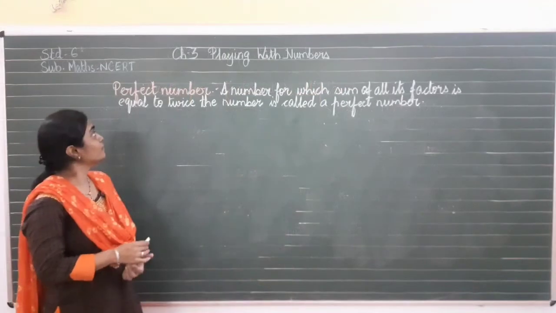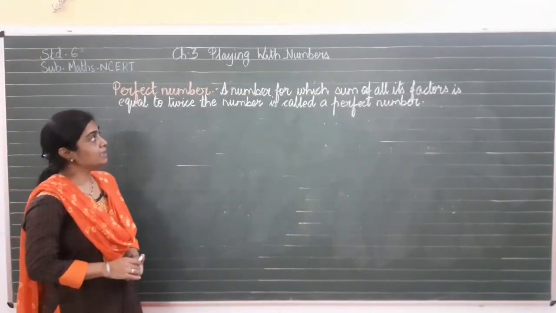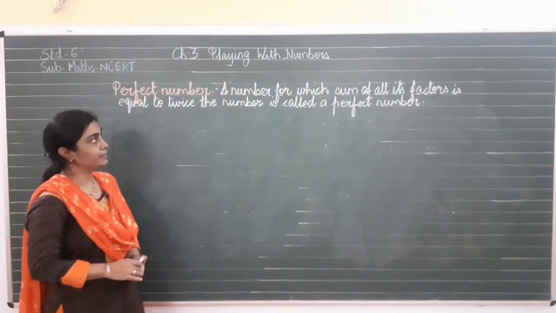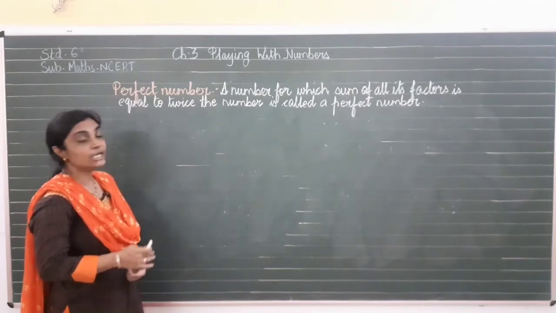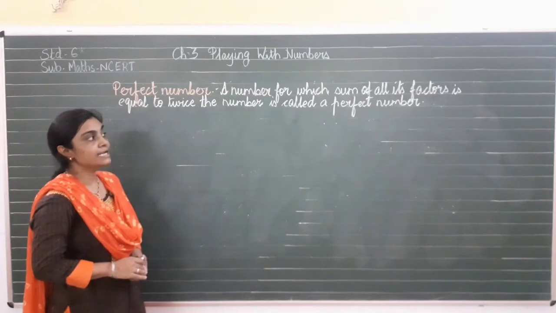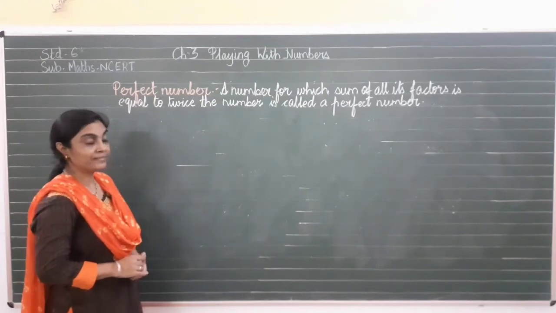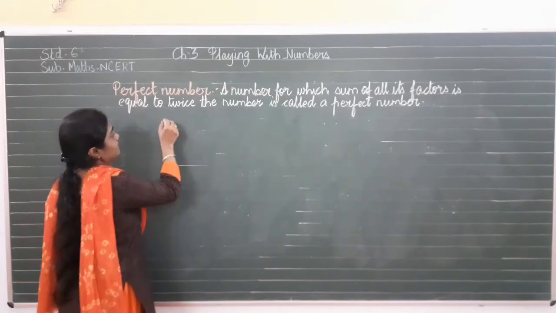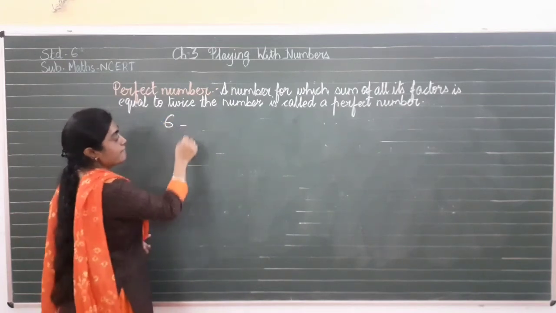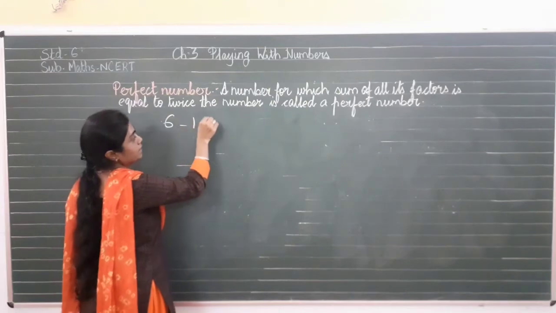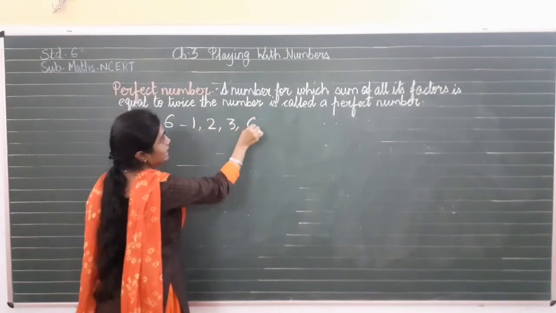Let us move to the next topic, perfect number. Now what is the meaning of perfect number? A number for which the sum of all its factors is equal to twice the number is called a perfect number. Let us understand with an example. I am taking 6. Factors of 6 are 1, 2, 3 and 6.